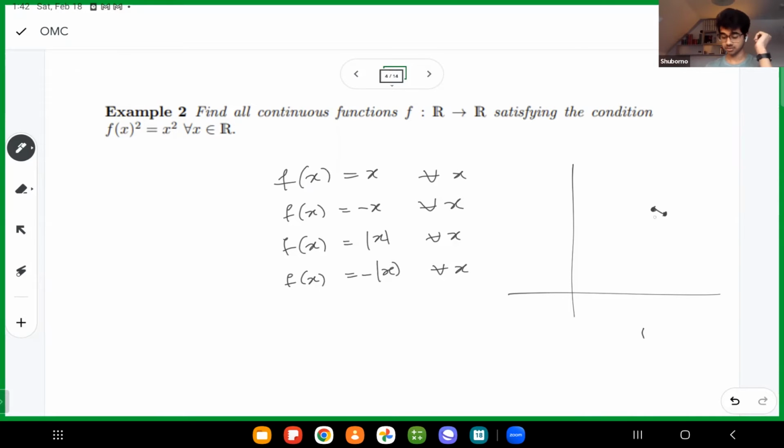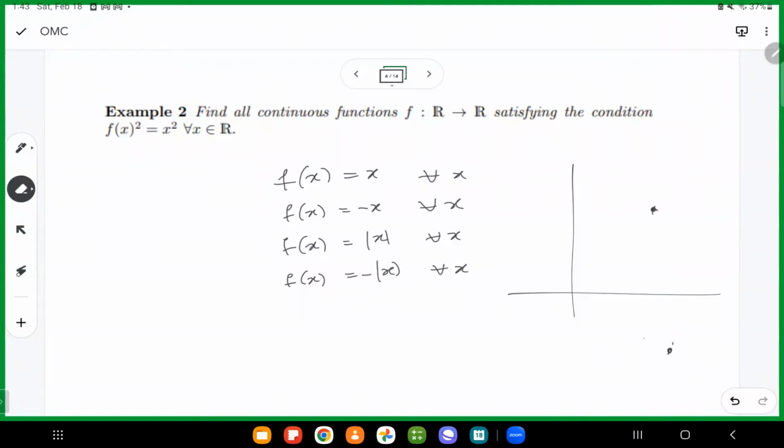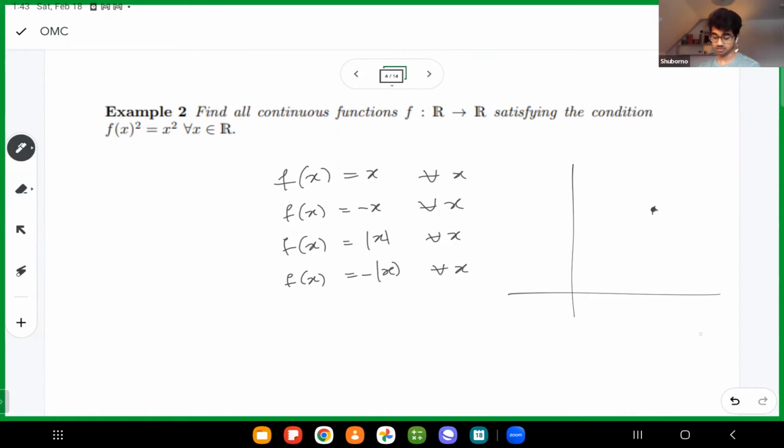From continuity you get that something must be 0. For some b, f of b should be exactly 0, which is not possible. That's the best solution, I think.